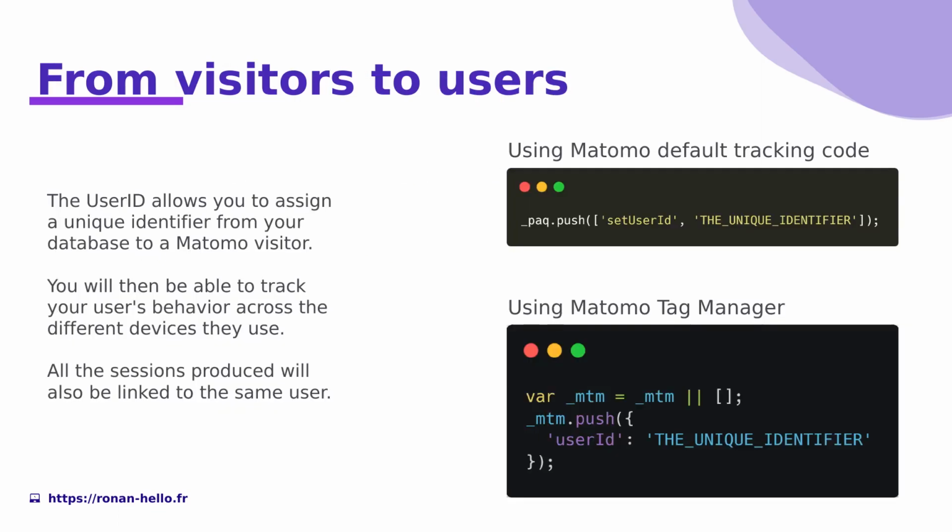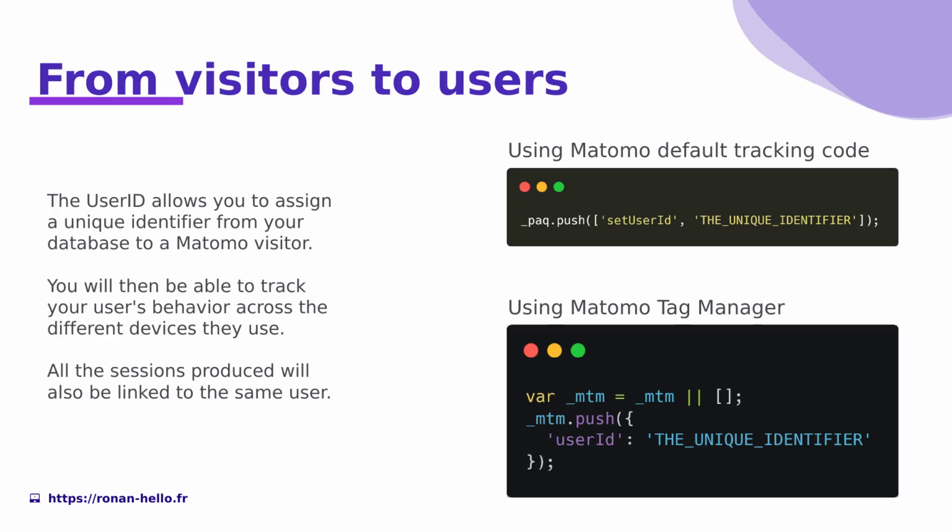Now we know how to create custom events, custom goals, and custom dimensions, but we have to attach all of those data to our user, because we are in a SaaS configuration and we have a login and a user. Our user is our main entity, and we have to attach all of the data. So we are going to see how to pass from a visitor to a user.